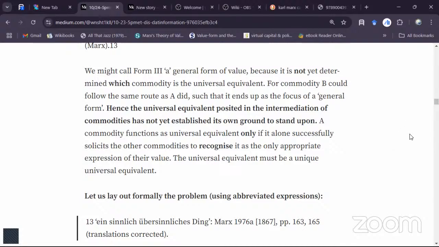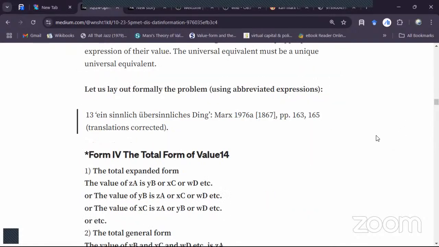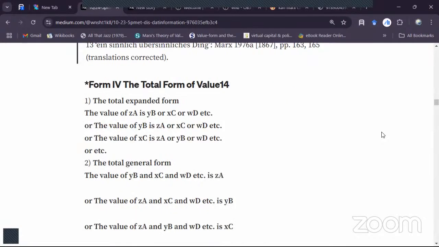Let us lay out formally the problem using abbreviated expression. So, from form 4, the total form of value. Yes, we're still rolling along here. We're going to get to form 5 in a moment. Total expanded form is where you begin to multiply these things. And yes, those who do a little math, these can be seen as Bayesian, but that's another thing.